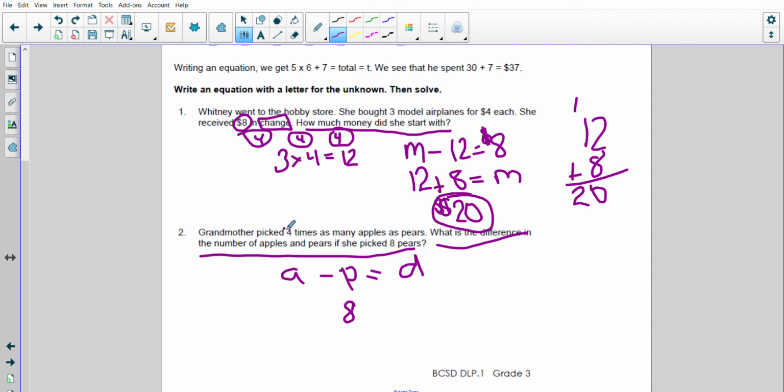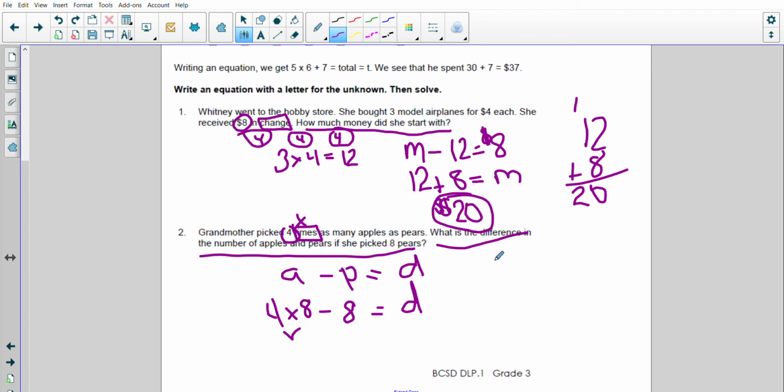And I know grandmother, she picked 4 times as many apples. So again, that times. So my apples as pears. So I know apples is going to be 4 times 8 minus the number of pears. Again, still equals that difference. All right, order of operations. Order of operations says I always multiply first. So I know I need to go 4 times 8.